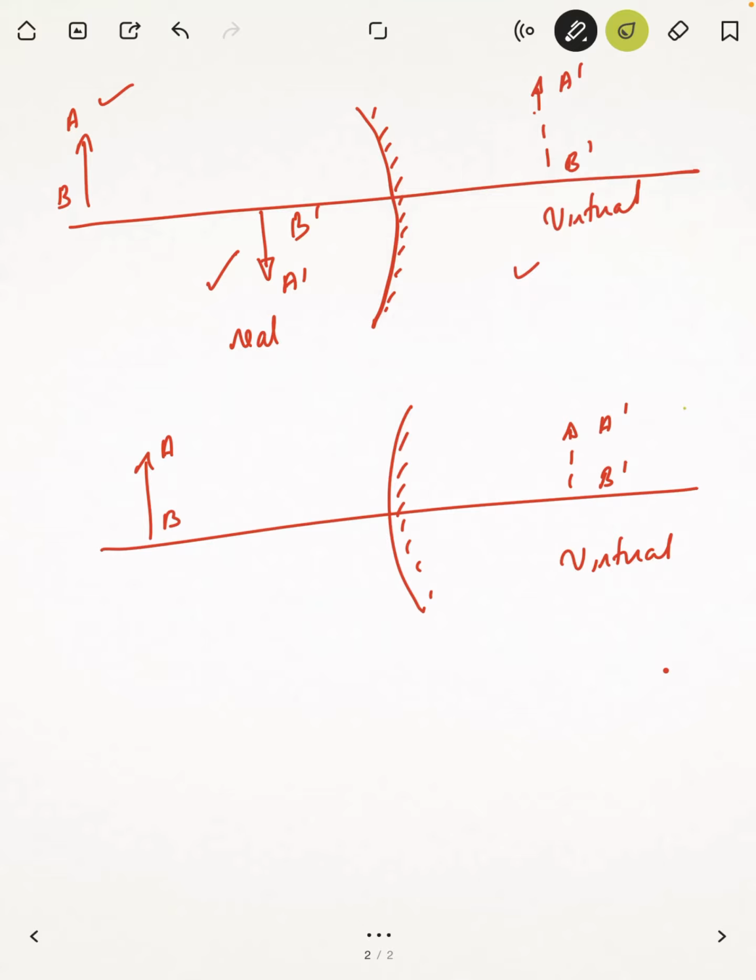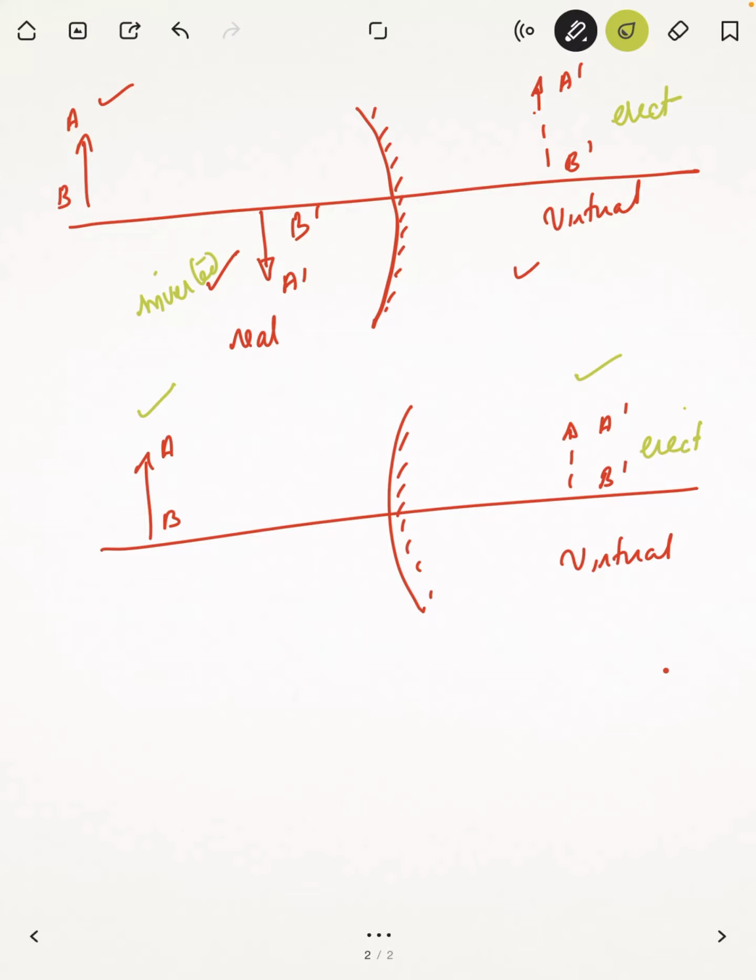And in the case of convex, the object is always on the left side. It always forms a virtual image, so that is always formed on the right side. So you recognize this point. And real images are always inverted images, that you can see as per the diagram here, inverted. Virtual images are erect. So this is an erect image.